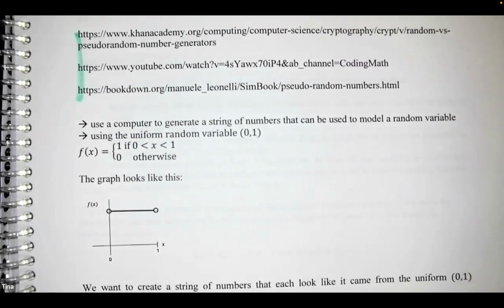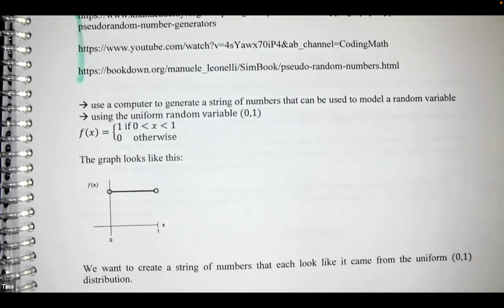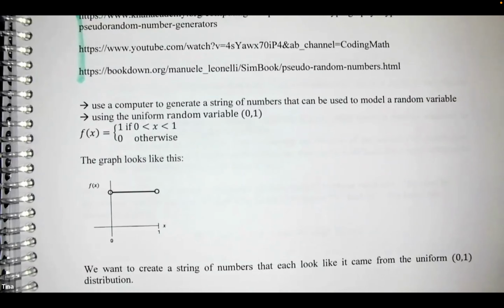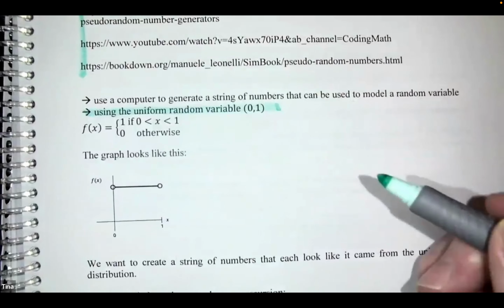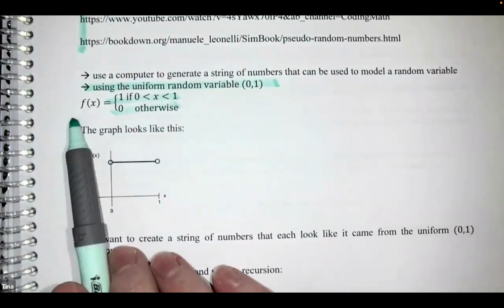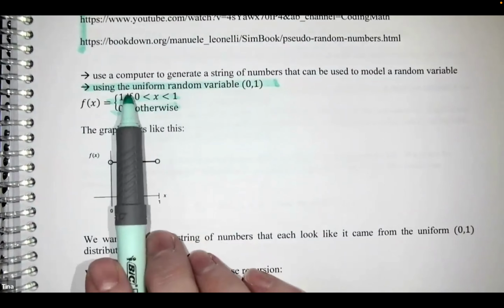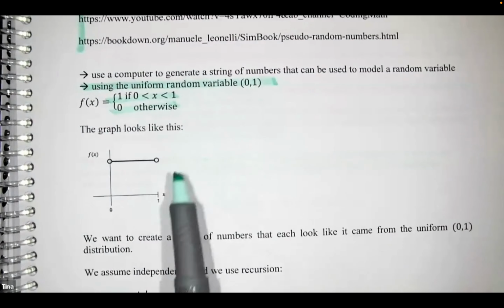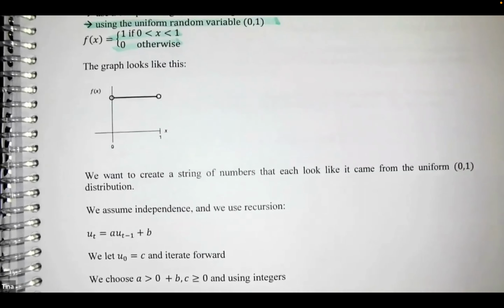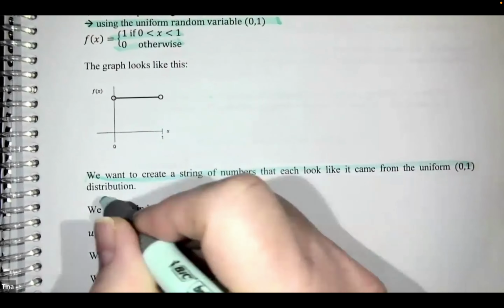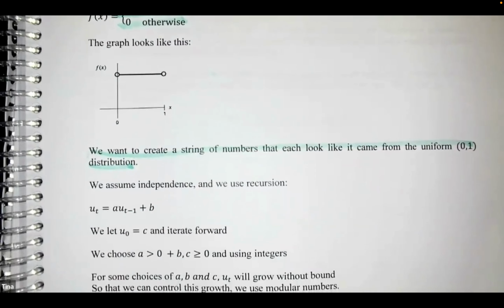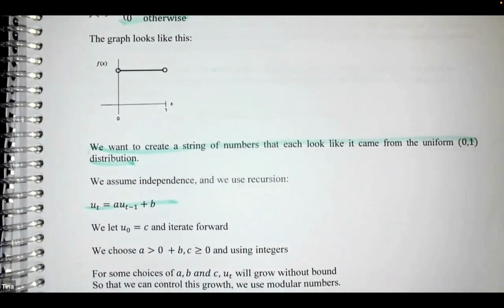In terms of test questions, if we use a computer to generate a string of numbers that can be used to model a random variable, if we're looking at the uniform random variable from 0 to 1, I mentioned that at the very start of continuous, that f of x would be 1 from 0 to 1 and 0 otherwise, and that's what our graph looks like. And if we want to create a string of numbers that each look like it came from the uniform 0, 1 distribution, in other words, a is 0, b is 1, then we can use recursion.